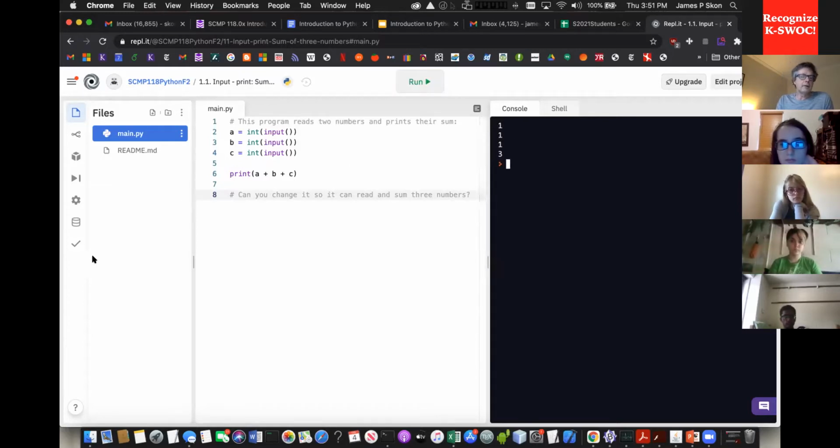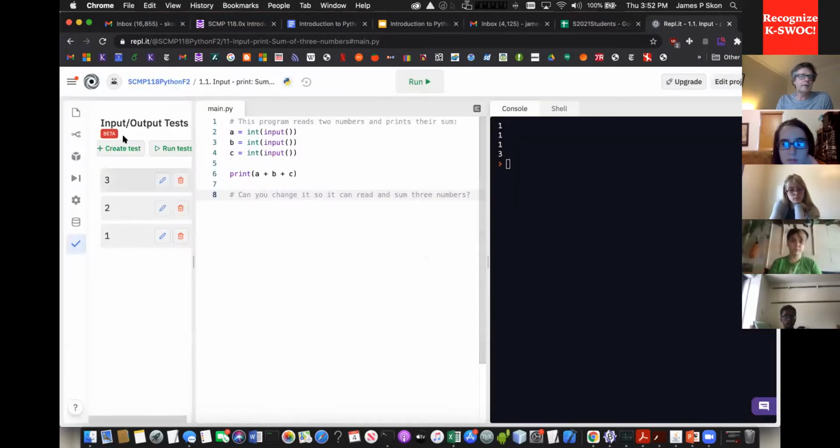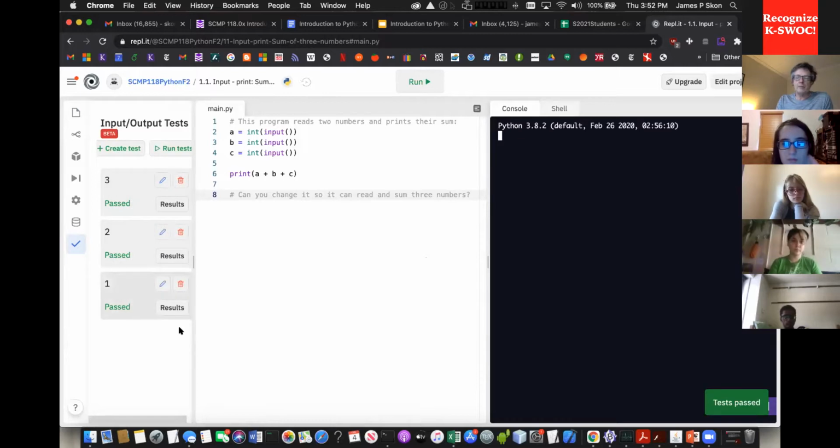Seems to work. Then what I do is I click on the tests and it shows some tests, and I can actually run one of the tests, and this test has -5, 180, and 17, and the output should be 157. So I can actually look at the tests. If I run the tests, it sees whether it passes them. Tests pass. Now, if I had a bug in it, so for example, if I accidentally did this and I run the tests, they fail. So you keep modifying your program until you can pass the tests.